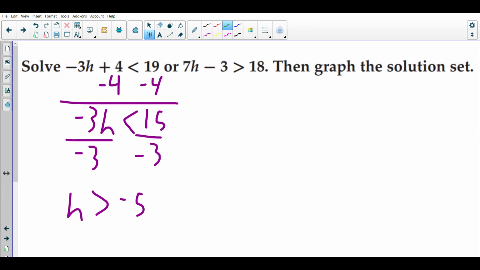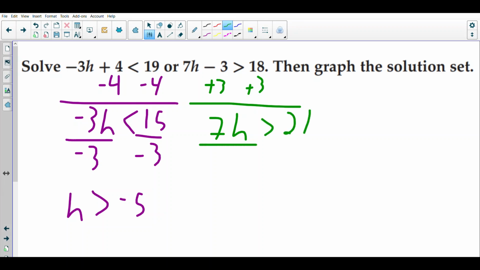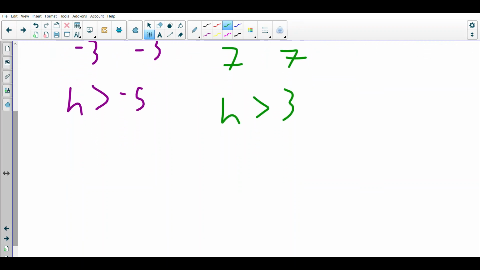Okay, next one, 7h minus 3 is greater than 18. So I'm going to add 3. I get 7h is greater than 21. Divide by 7, divide by 7, so I get h is greater than 3. Well, this one's kind of nice. So let's graph.